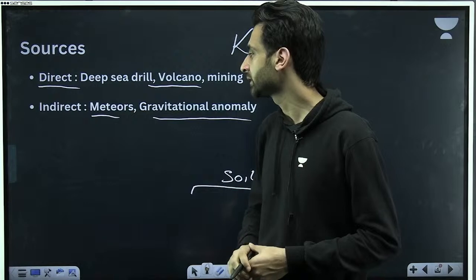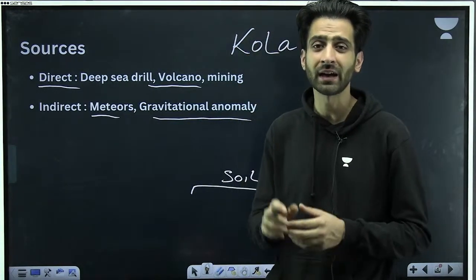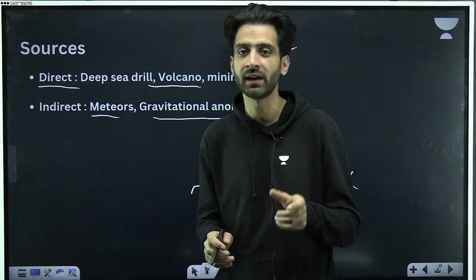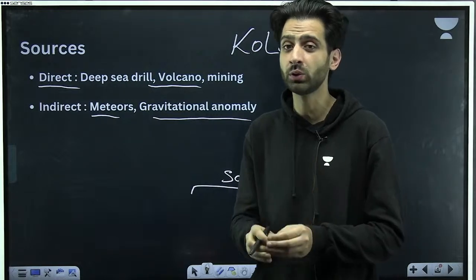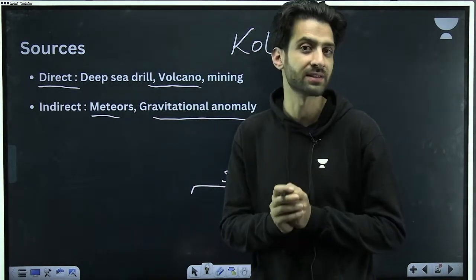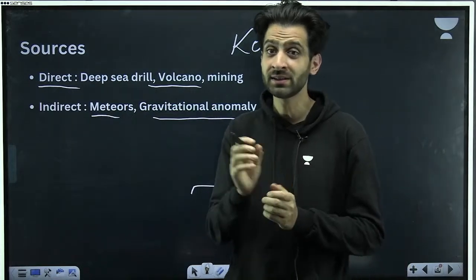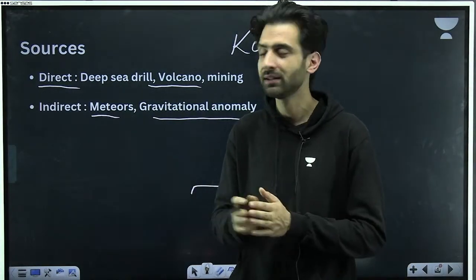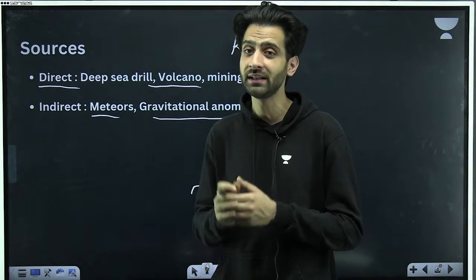If we talk of indirect sources, then there are meteors and the gravitational anomaly. Gravitational anomaly is basically when the gravity that we observe at a place differs from the predicted value. Why is it differing? Because Earth is not uniform, that is why there is a difference in the gravitational values at different places on the Earth. It's basically the deviation from the assumed or predicted value. These are the sources that are used to understand the interior of the earth.